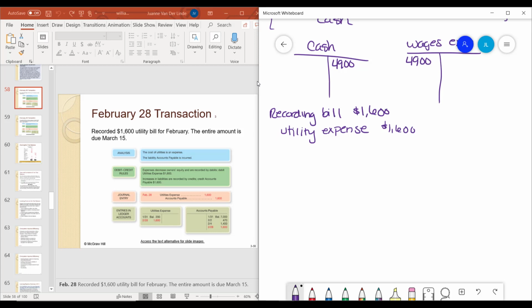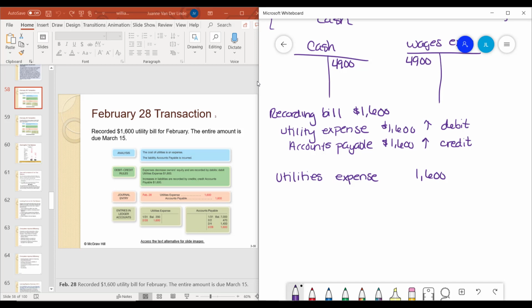I'm not paying cash just yet, so what do we do if we owe money? We record that then as an accounts payable. So utilities expense is going up by $1,600, but so is the accounts payable going up by $1,600. Remember, expenses go up with debits, and liabilities go up with credits. So let's go ahead and journalize this. We're going to debit utilities expense because we do that first, debits before credits, skip a line, indent, and then we're going to credit accounts payable for $1,600.